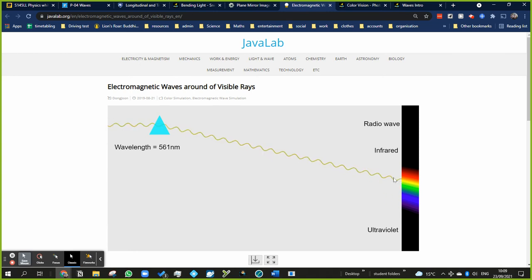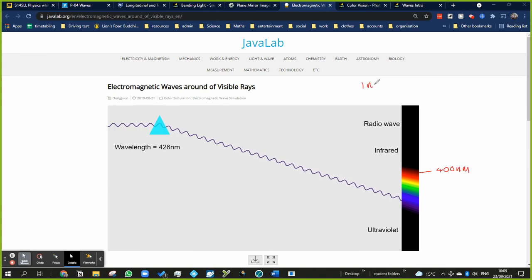So let's have a look at this again. We see the waves are slightly further apart. And if we look all the way down onto blue, we can see they're slightly closer together. And I said that there's a range in which we can see the different wavelengths, or the different frequencies. So this range here, this is around about 400 nanometers.